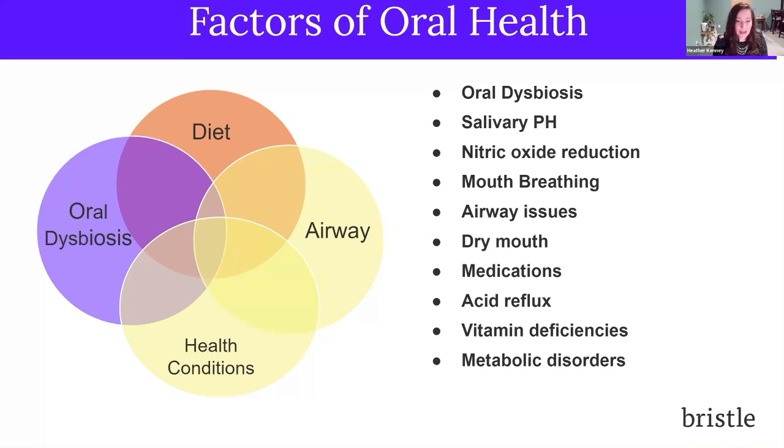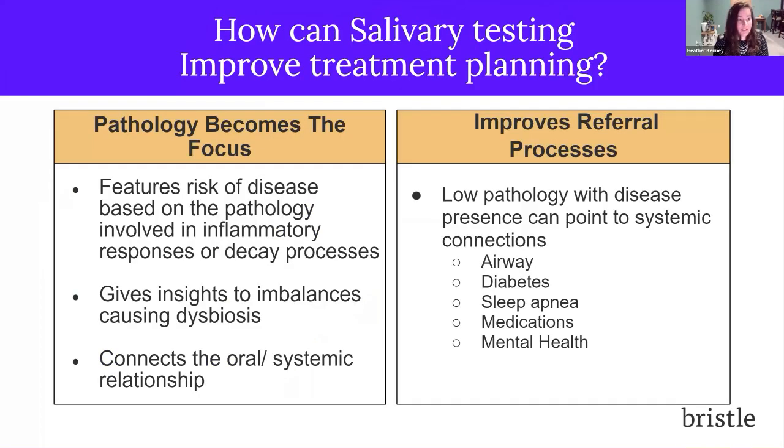Mouth breathing, airway, dry mouth, medications, acid reflux, vitamin deficiencies, and metabolic disorders are all tied to oral and systemic health issues. It's a huge relationship with all of those. So the salivary testing can help you put all those pieces together and start really treating the patient as a whole. The salivary testing basically brings the pathology forward when it comes to treating your patients, versus just looking at the disease presence and trying to just scale or wipe out everything with chlorhexidine.